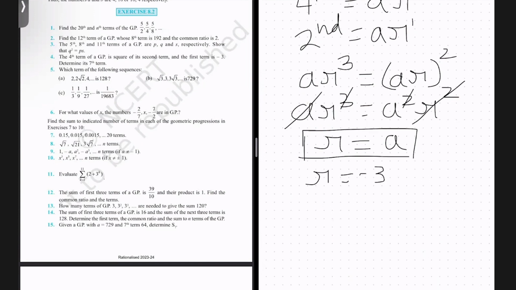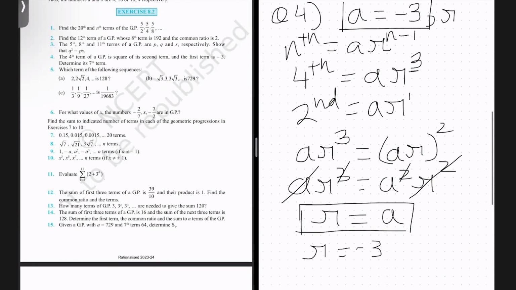Now what do we have to do? We now have to determine what is going to be its seventh term. As we have previously seen, the nth term of any GP is going to be of this form, right? And the nth term of the GP is going to be A r to the power n-1, correct?